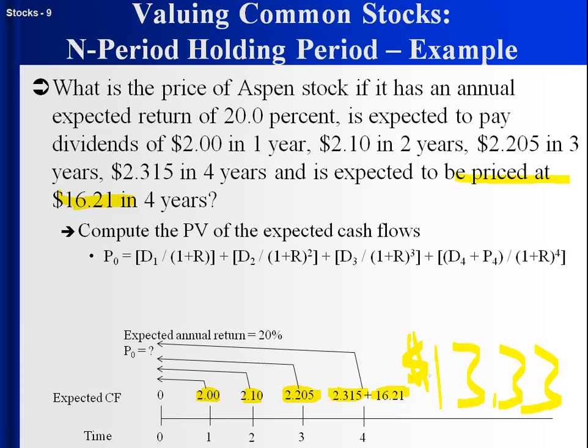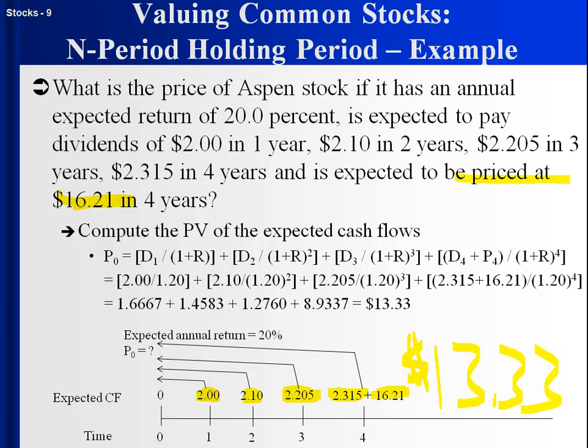Let's see why that is. You expect $2 in a year, which has a value of about $1.67. You expect $2.10 in 2 years, which is worth roughly $1.46. In 3 years you expect $2.205, which is worth about $1.28. And then in 4 years you expect your dividend of $2.3153, plus you expect to sell it for $16.21. So you expect about $18.5253, but it's in 4 years. So you have to discount it back by 4 years at 20%. It's only worth about $8.93. You add those up and you get $13.33.